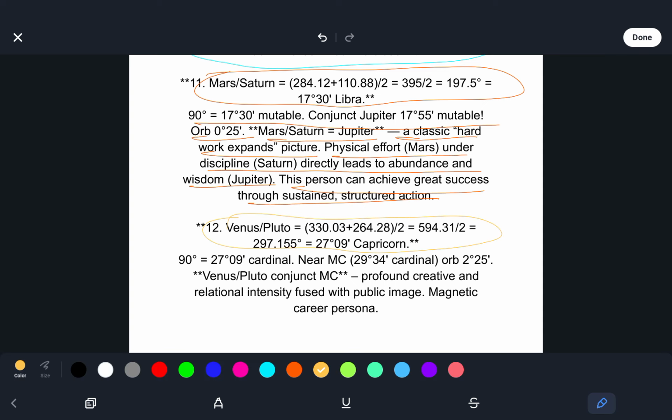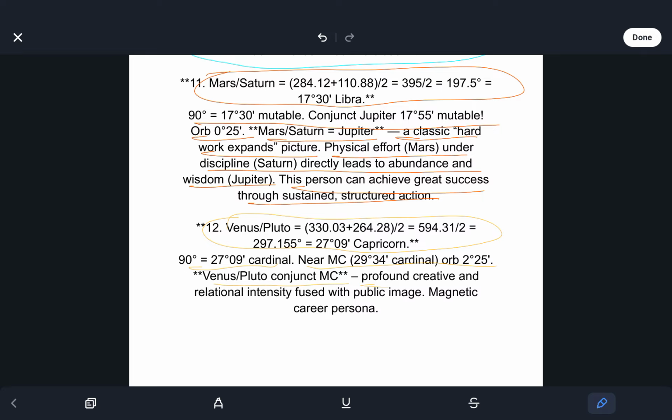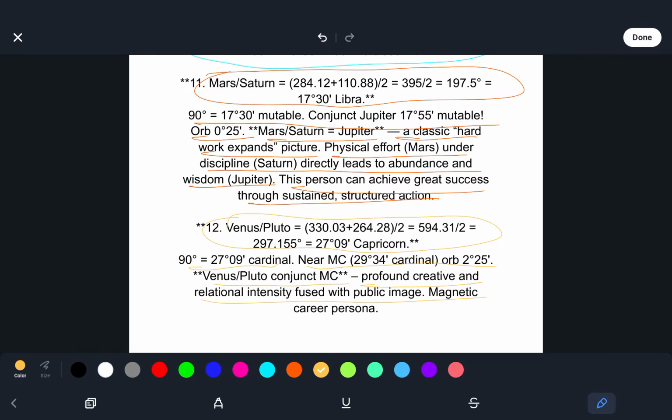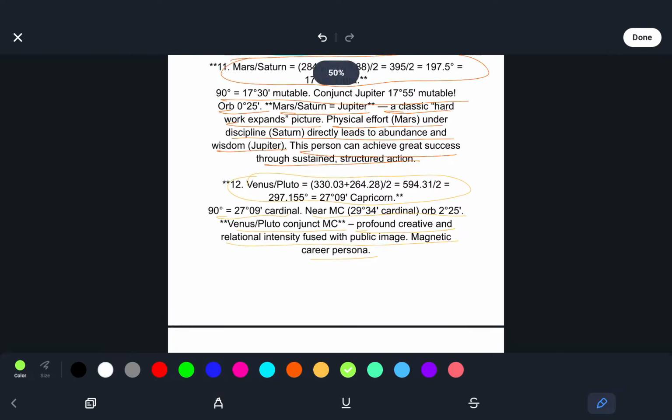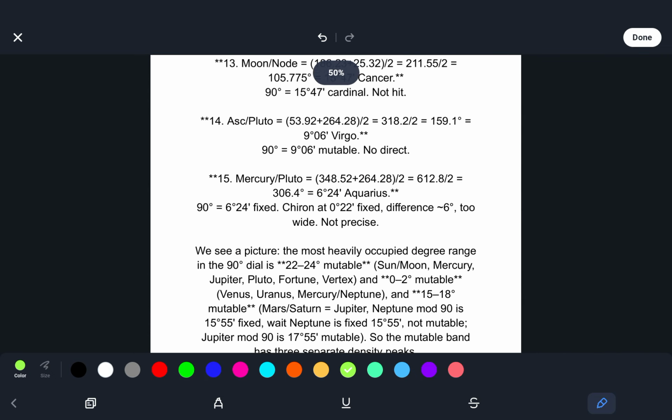Venus, Pluto. It's cardinal, 27 degrees 09 from the 90 degrees style. Near the midheaven, 29 degrees 34 cardinal, orb of 2 degrees 25. Venus, Pluto conjunct the midheaven has profound creative and relational intensity, fused with public image, magnetic career persona.